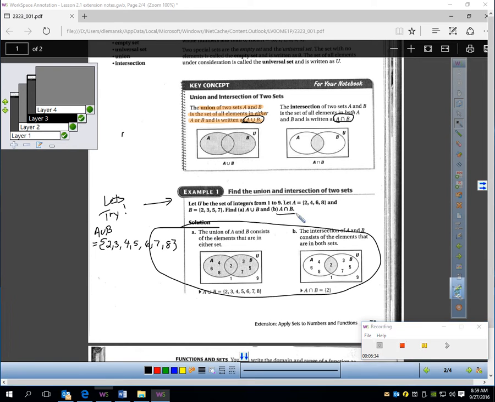Intersection is different. Intersection is combining what the sets had in common. So let's check. Set A has a 2 and so does set B, but you notice none of the other elements are in common. So the intersection of these two sets would simply be 2.